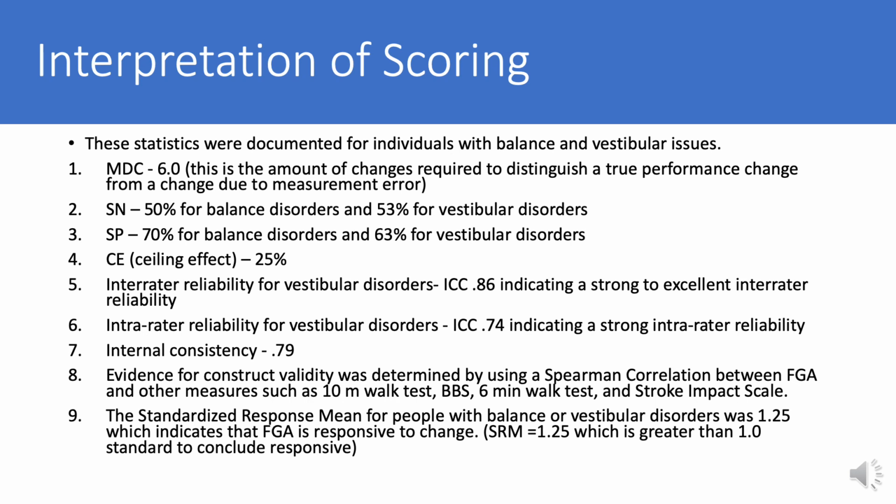And evidence for construct validity was determined by using a Spearman correlation between FGA and other measures, such as the 10-meter walk test, the BBS, the 6-minute walk test, and stroke impact scale. The standardized response mean for people with balance or vestibular disorders was 1.25, which indicates that FGA is responsive to change. SRM equals 1.25, which is greater than 1.0 standard to conclude responsive.